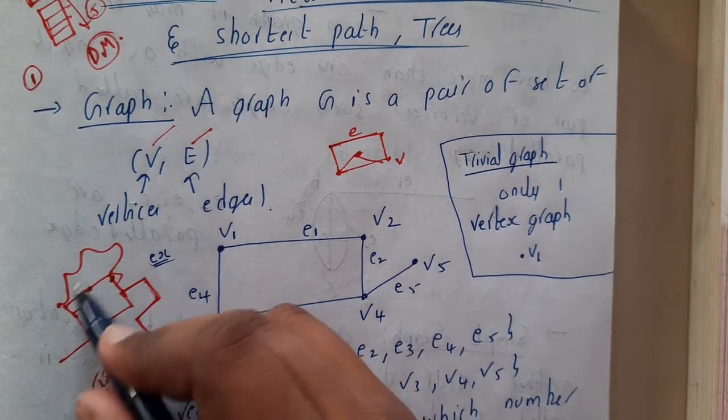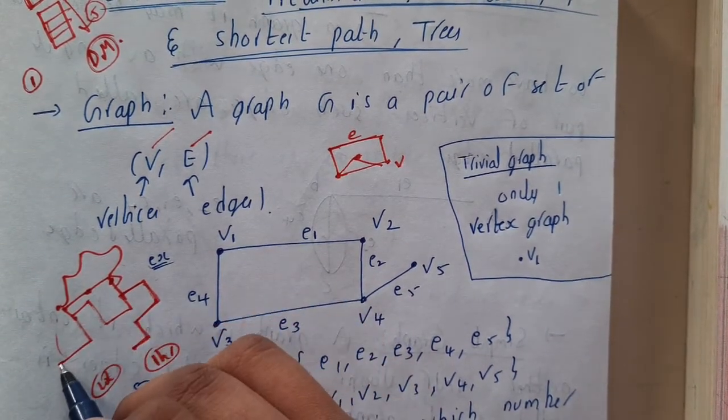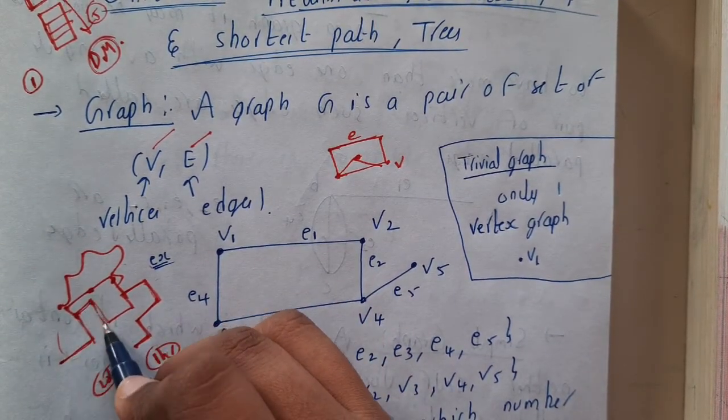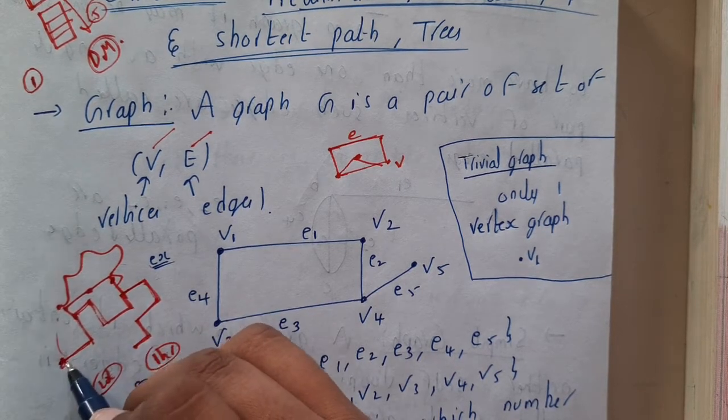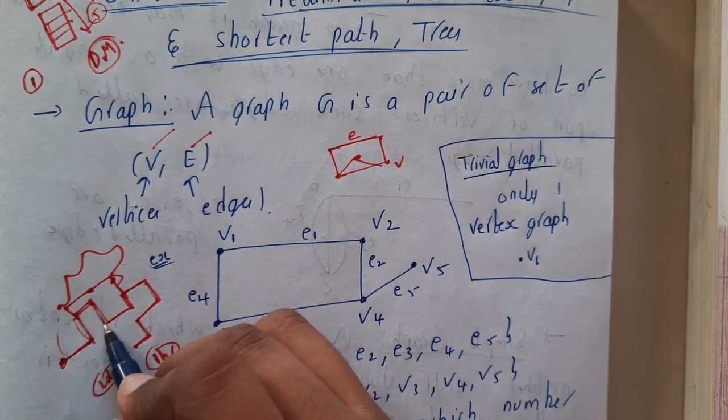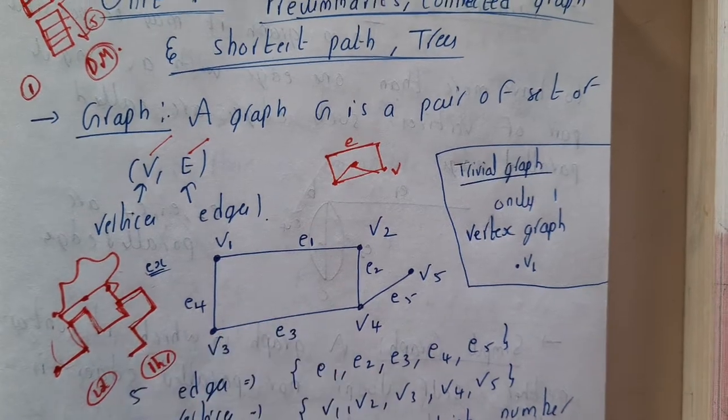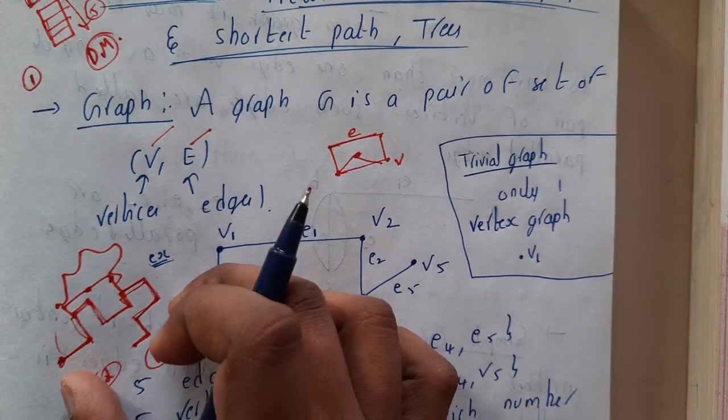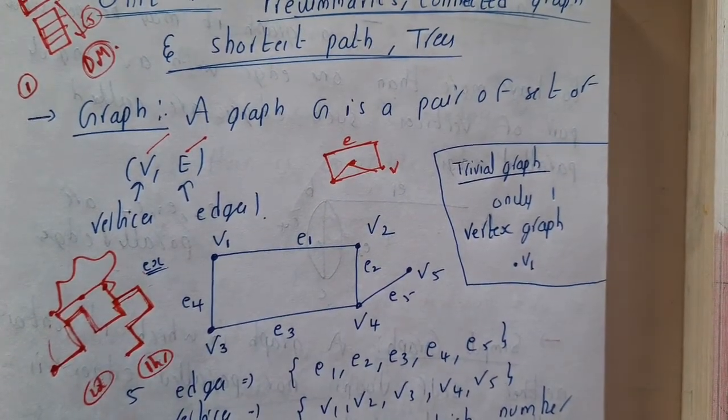So here the algorithms which are running, this is nothing but a graph, guys, if you observe. These are nothing but vertices and these are nothing but edges. Here the algorithm which could be running is nothing but a shortest distance algorithm.